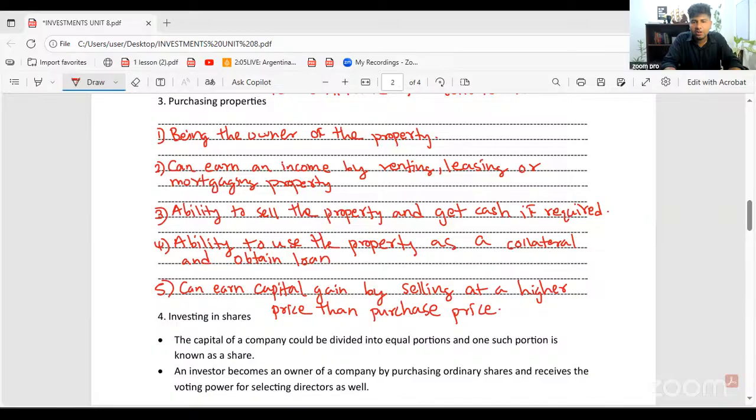So tell me, did you all understand capital gain? That is a most important area. Is that clear for you all? Clear. Very good.